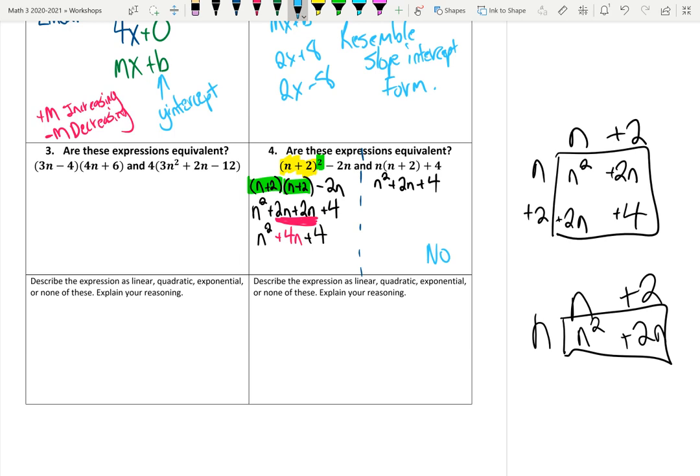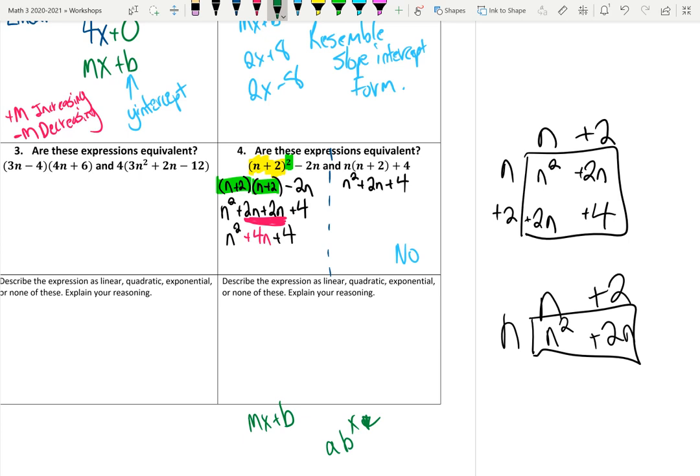So are these going to be linear, quadratic, and exponential? I know linear takes the form of mx plus b. I know exponential is when it's a number to the x power and the x is in the exponent. Quadratic is going to be what this guy looks like, and that's because whenever I have n squared plus 4n plus 4, when I see this as the only power, when it has a degree of 2, it is going to be quadratic.